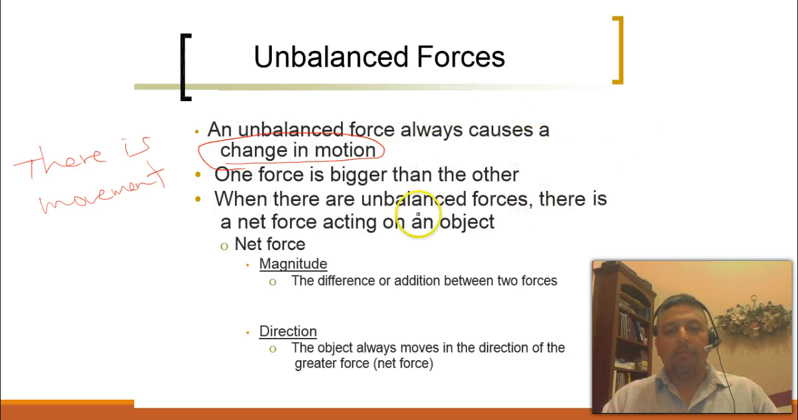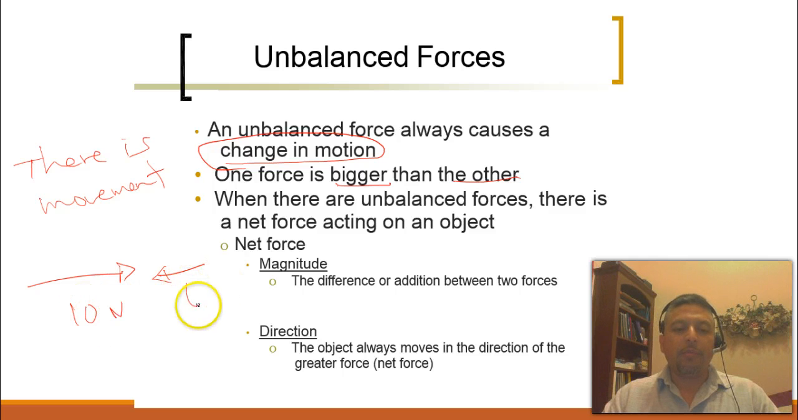In this example of an unbalanced force, one force is bigger than the other. So obviously the one that has the stronger force will prevail, or is going to win. The motion, however, will be in the direction of the larger force. Like for example, this one represents 10 newtons, this one represents 6 newtons. We know that this one will win and the movement will be going to the right.